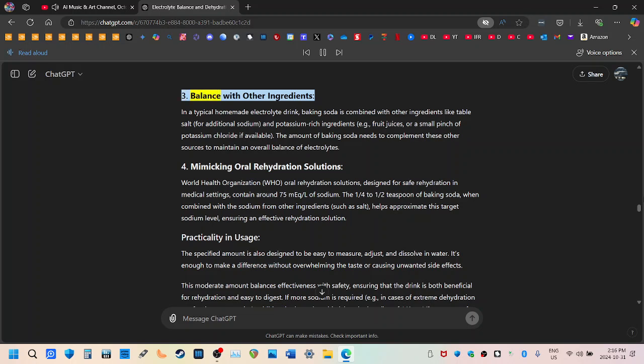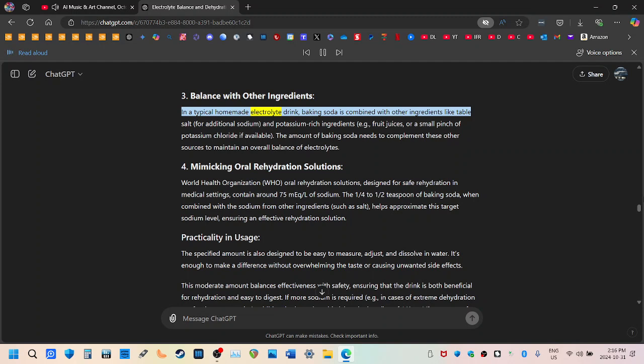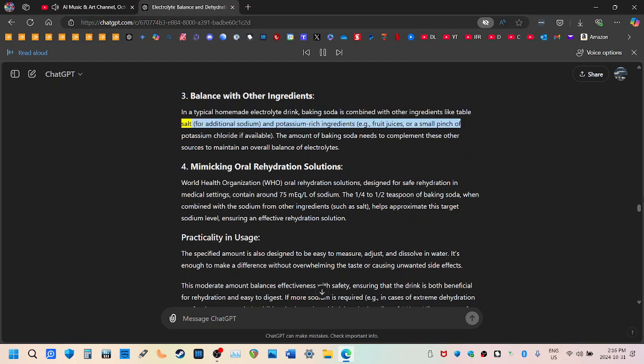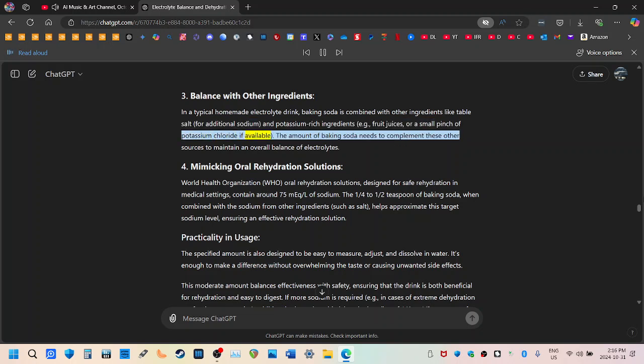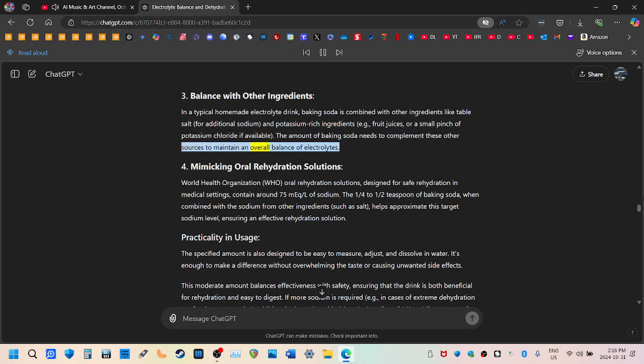3. Balance with other ingredients. In a typical homemade electrolyte drink, baking soda is combined with other ingredients like table salt for additional sodium, and potassium-rich ingredients, e.g., fruit juices, or a small pinch of potassium chloride if available. The amount of baking soda needs to complement these other sources to maintain an overall balance of electrolytes.